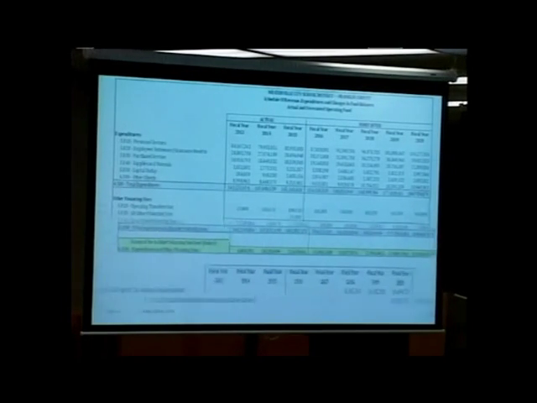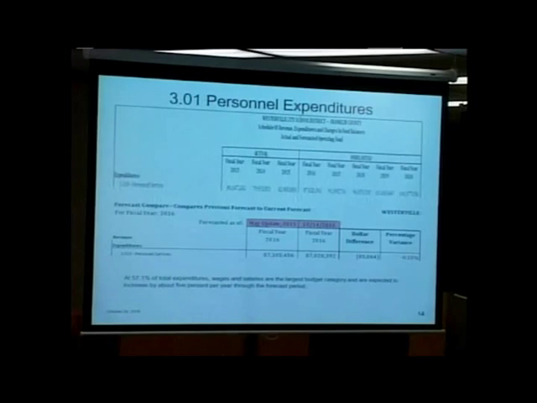So this is just an example of personal services. This just reflects all the union contracts that are in place. You can see what we had in fiscal year. This number here, what we had in May versus now, we're only a difference of 85,000. So that's pretty accurate.